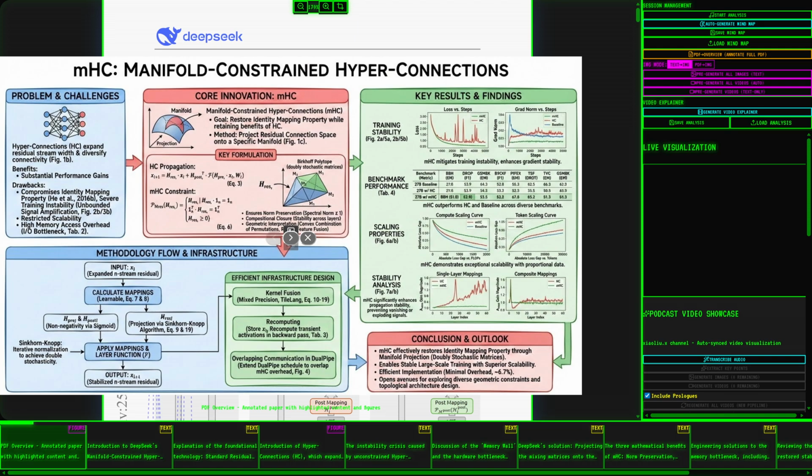And our mission for this deep dive is to unpack a really elegant solution from DeepSeek AI. It's called Manifold-Constrained Hyper-Connections, or MHC for short. And we're going to see how MHC fixed a pretty serious instability crisis that was threatening the next generation of these giant models. But to get there, we have to start at the beginning.